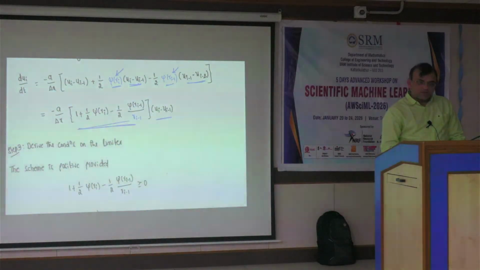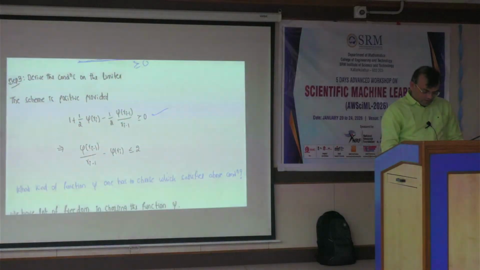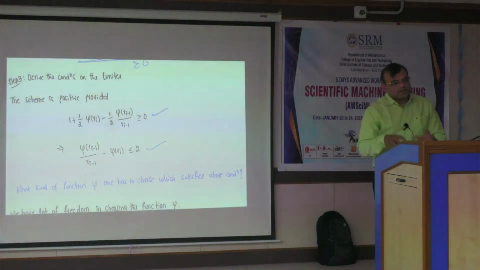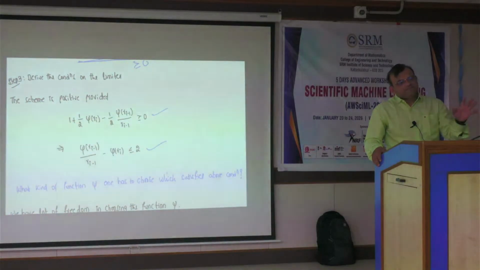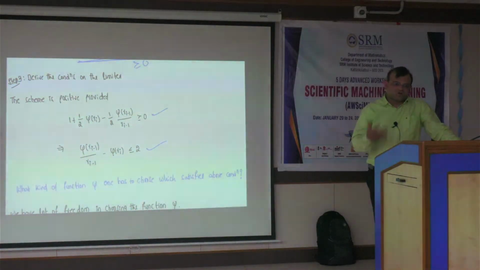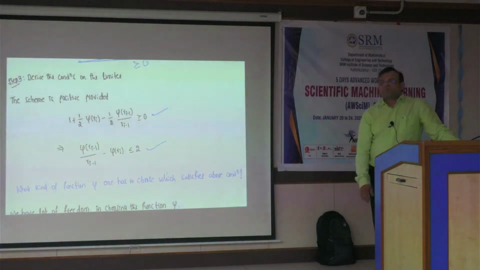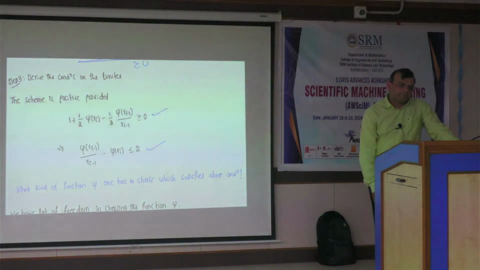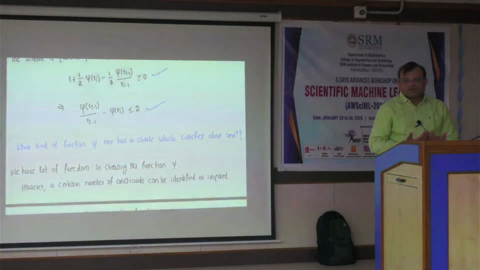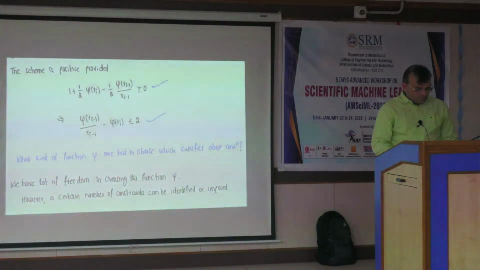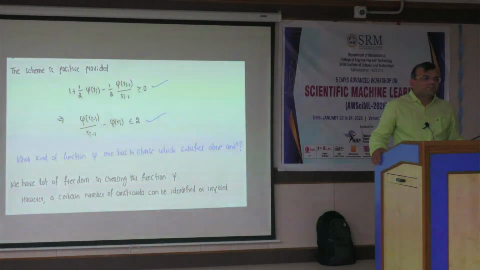Now the case is, what are the choices? If this is a monotone scheme, this should be greater than or equal to 0. So obviously I can start with this point, then come up with the conditions on psi. Any function, either linear or non-linear, if it satisfies this particular property, then you are able to build a second order scheme. But how much freedom do we have? There are many ways to construct this particular function.